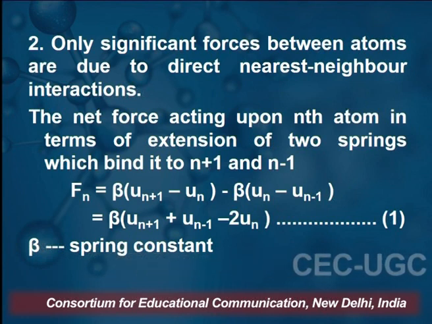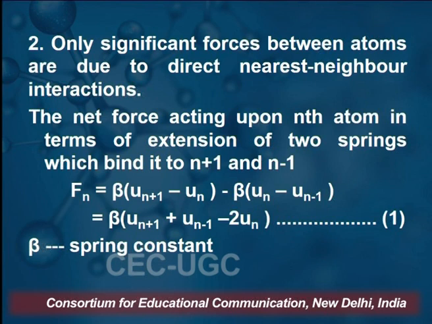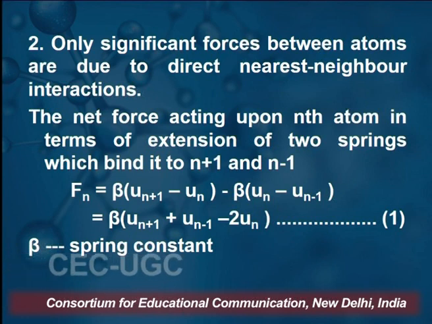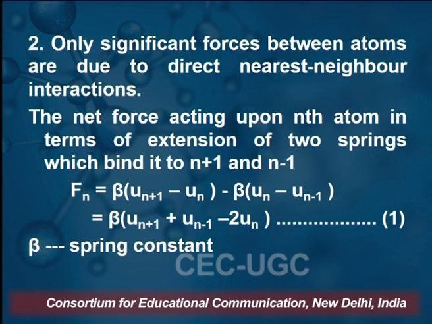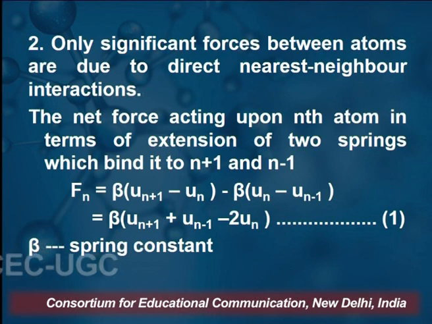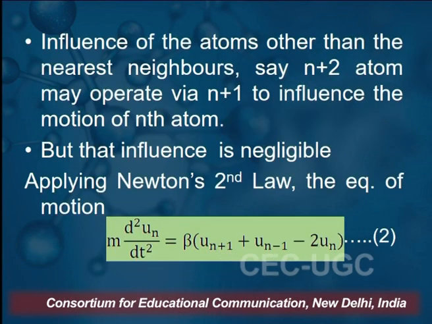So, if beta is the spring constant of the springs, then the force in this case will be given by beta into u n plus 1 minus u n, minus beta into u n minus u n minus 1. If we simplify, this will reduce to beta times u n plus 1 plus u n minus 1 minus 2 u n. Let this be my equation number 1.